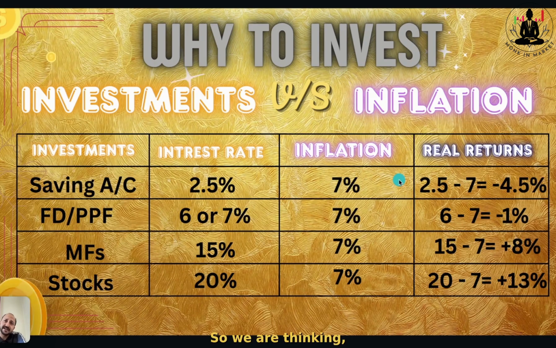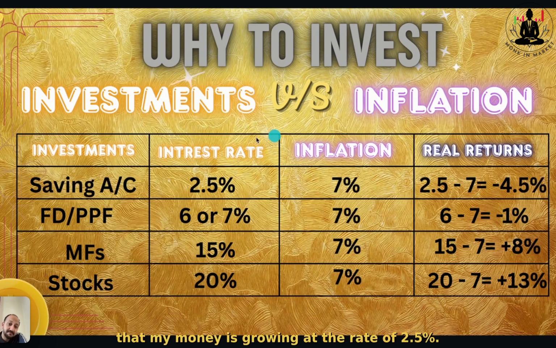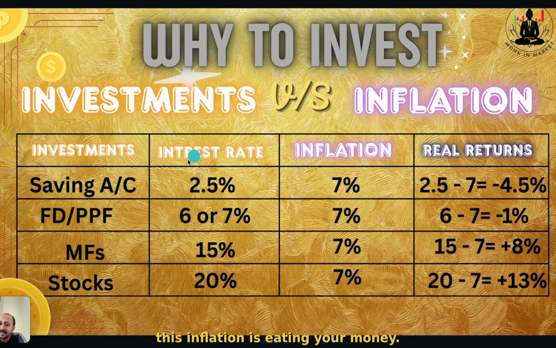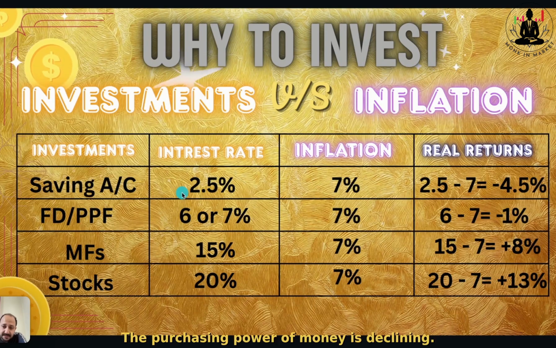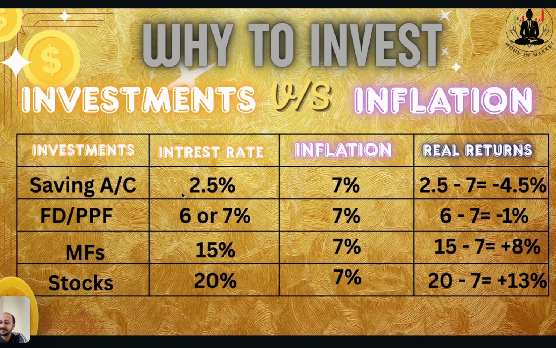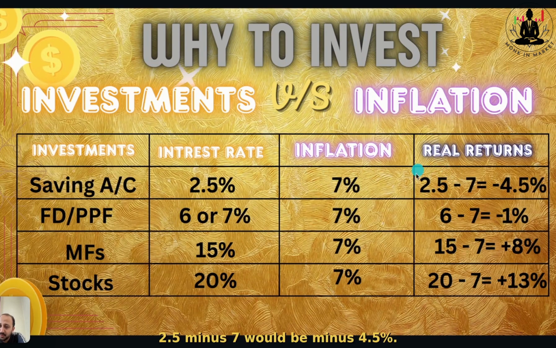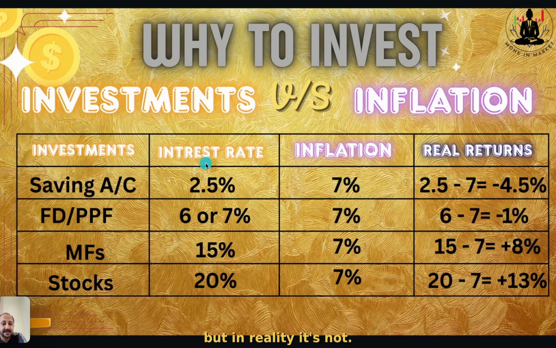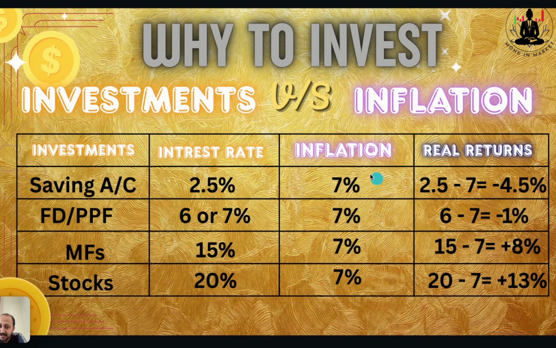So we will think that my money is growing at the rate of 2.5%, that we are earning a lot of money. No, guys. In reality, inflation is eating your money. The purchasing power of money is declining. In real terms, 2.5 minus 7 would be minus 4.5%. You will think that your money is growing at 2.5%, but in reality it's not. Inflation is eating away your returns, right?